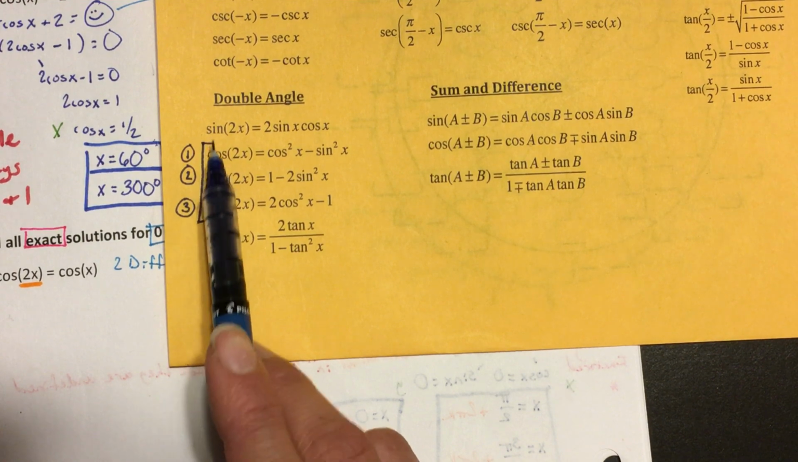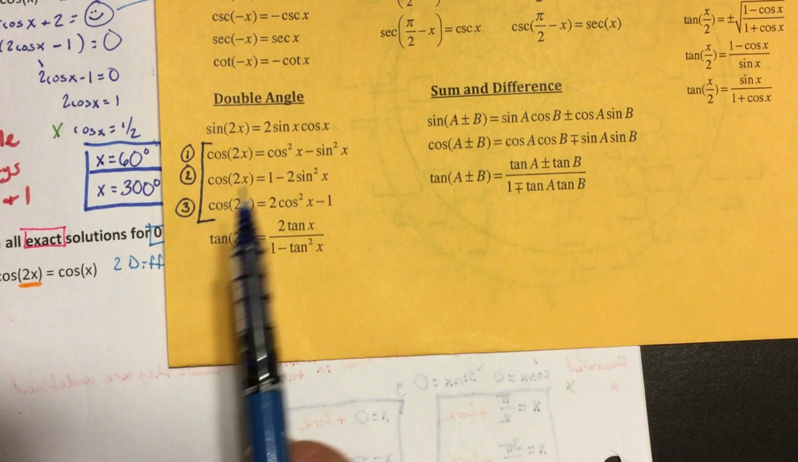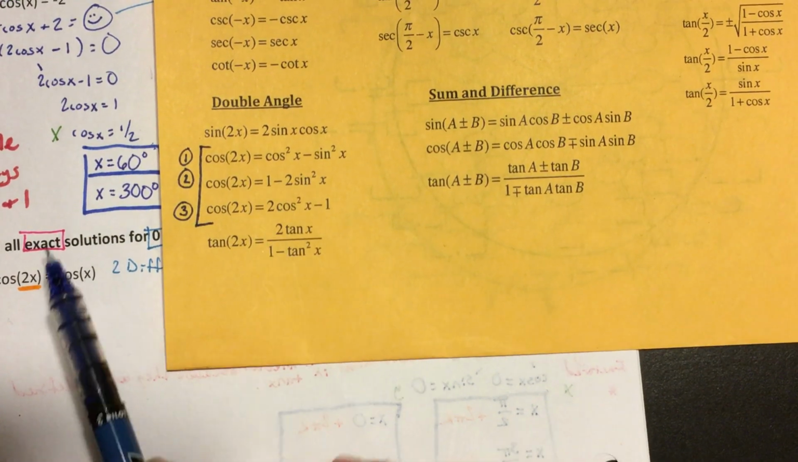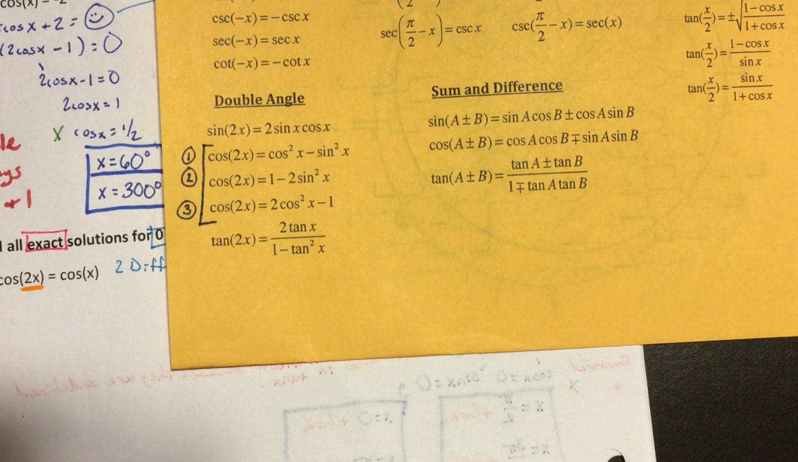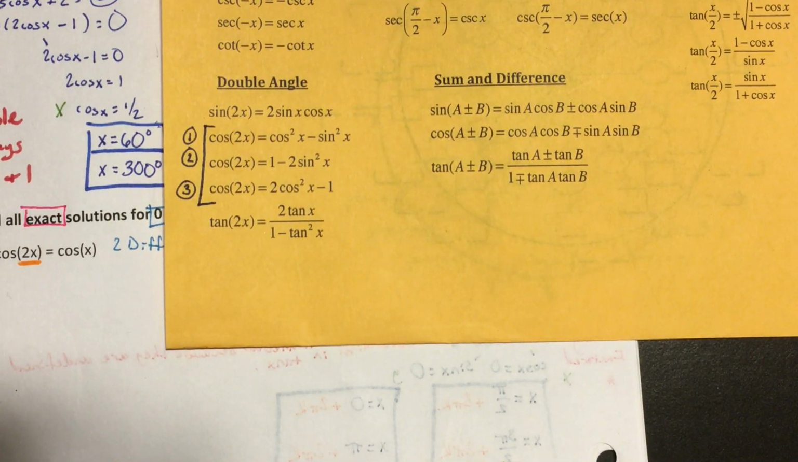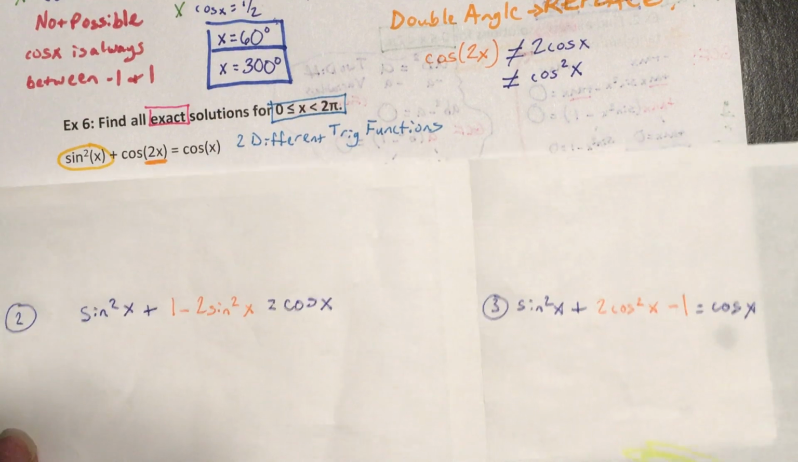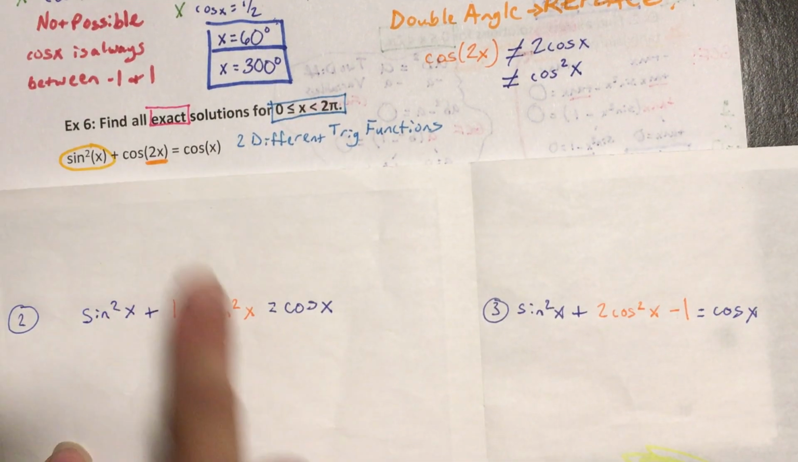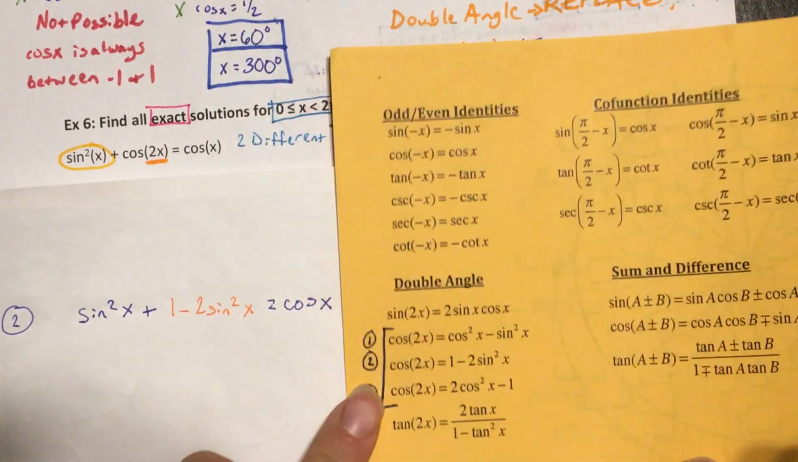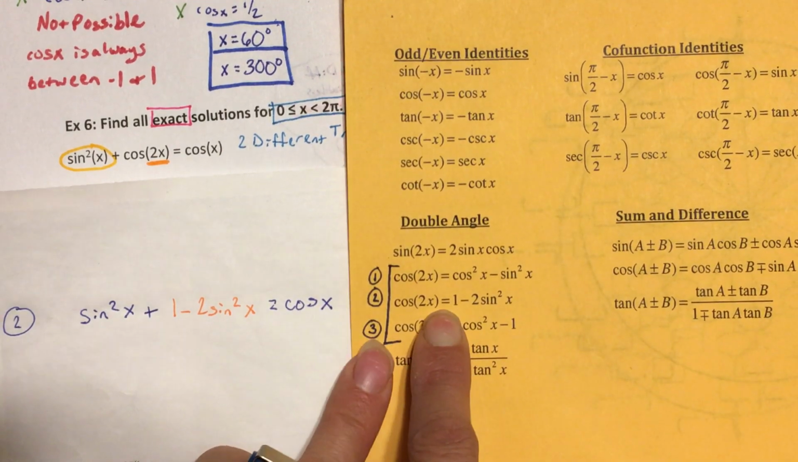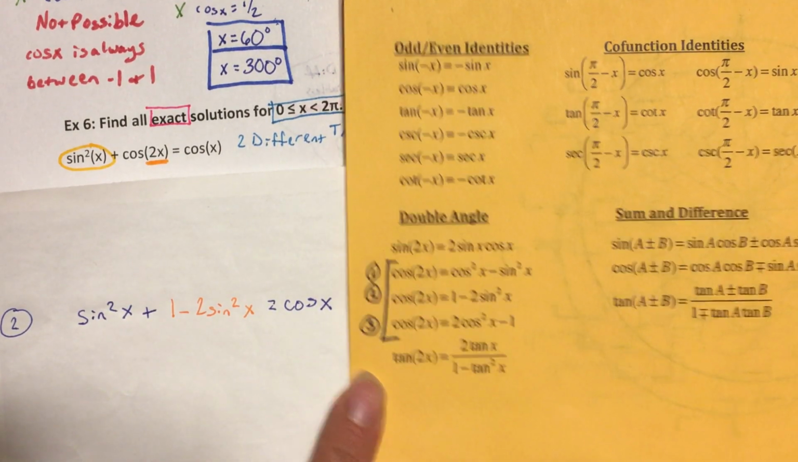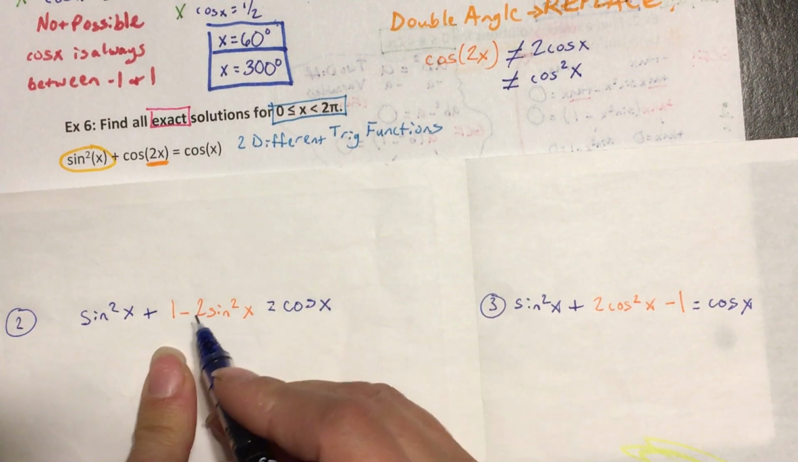You can muscle your way through and use any of these three variations, but we're going to see why one of them is a little bit better or easier to use for this problem. First, I'm going to show you on this separate sheet of paper what this would look like if we replaced the cosine of 2x with the second variation, 1 minus 2 sine squared x. That would give me this expression.